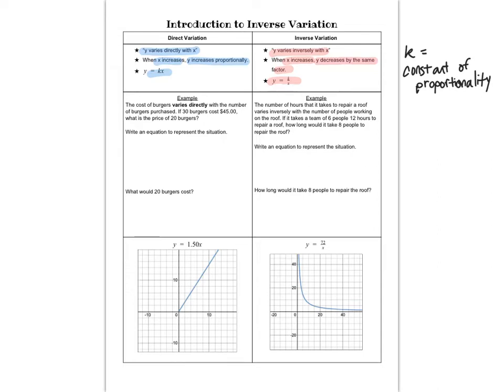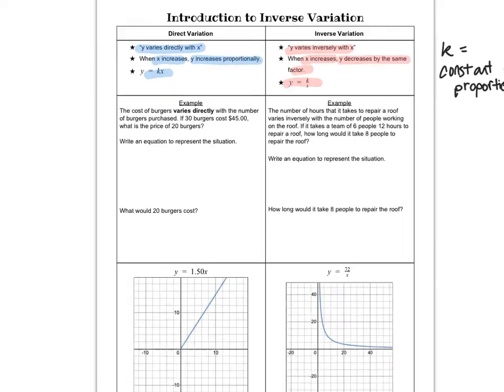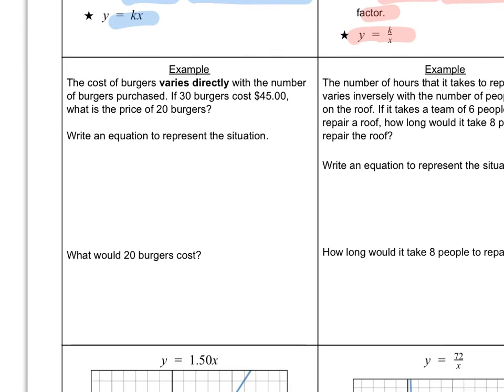You've done direct variation before. So our example there says that the cost of burgers varies directly with the number of burgers purchased. If 30 burgers cost $45, what is the price of 20 burgers? So this little phrase here, varies directly, clues me in that I can use the equation y equals kx to figure out this price. In this case, my price depends on the number of burgers that I purchase.